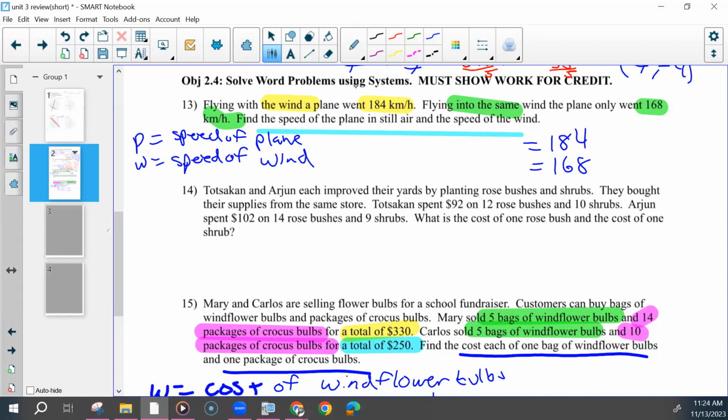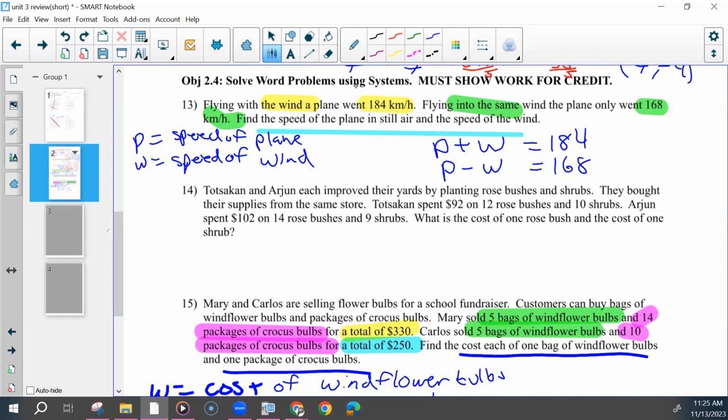Remember that with the wind, the plane is being pushed by the wind, so the wind is adding. If it's flying into that same wind, the wind is no longer helping it, it's now being subtracted. If you get a problem like this, make sure you're subtracting the speed of the wind, not the speed of the plane. And then you have different options. You could choose to solve by graphing, substitution, or elimination. And then at the end, your labels would be kilometers per hour.